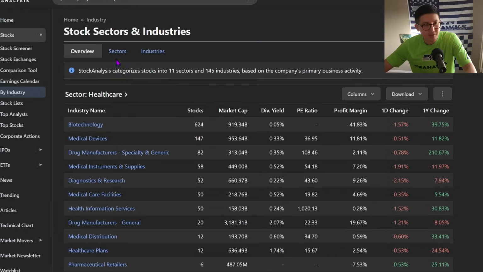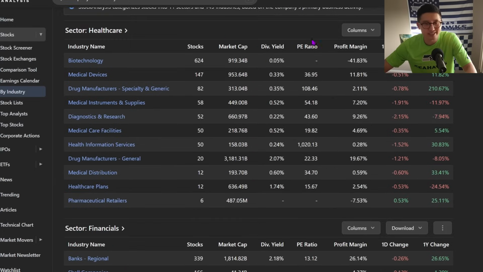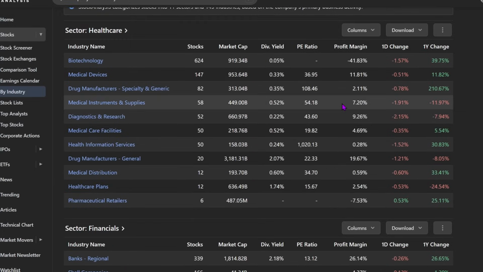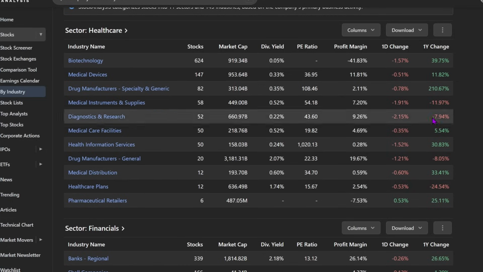And in the space of healthcare, overall, they're pretty much in the green, right? But that's not the full truth and the full story. Because when you look at it broken down, I would argue as of right now, the healthcare plans, dude, negative 24.5% for the past 1 year.